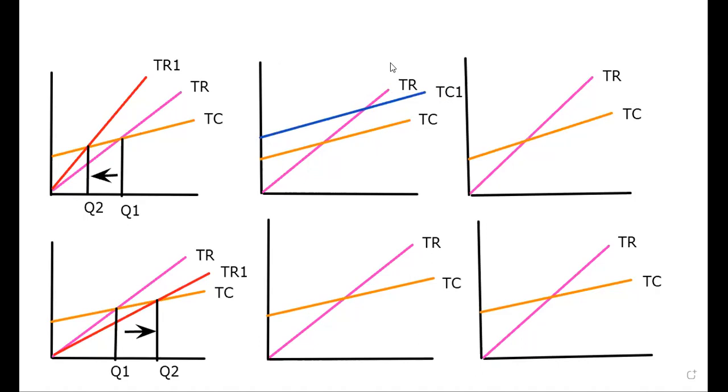Break-even point: you can see the previous break-even quantity here, TR and TC. The intersection point is this. We call it Q1. With the new one, you can see the new break-even point here, TC1 and TR. So as a result of fixed cost increases, the break-even quantity increases. I call this one Q1, break-even quantity 1, and now this becomes Q2. Because of the fixed cost increase, break-even also increases.